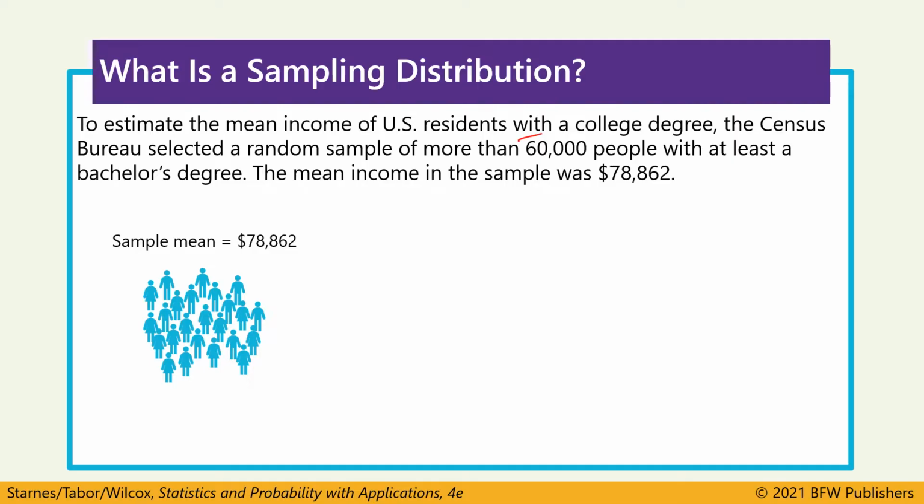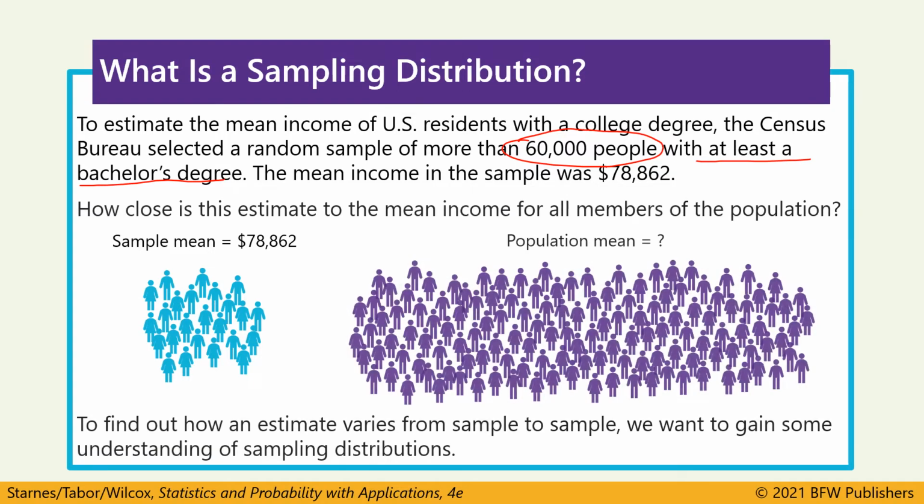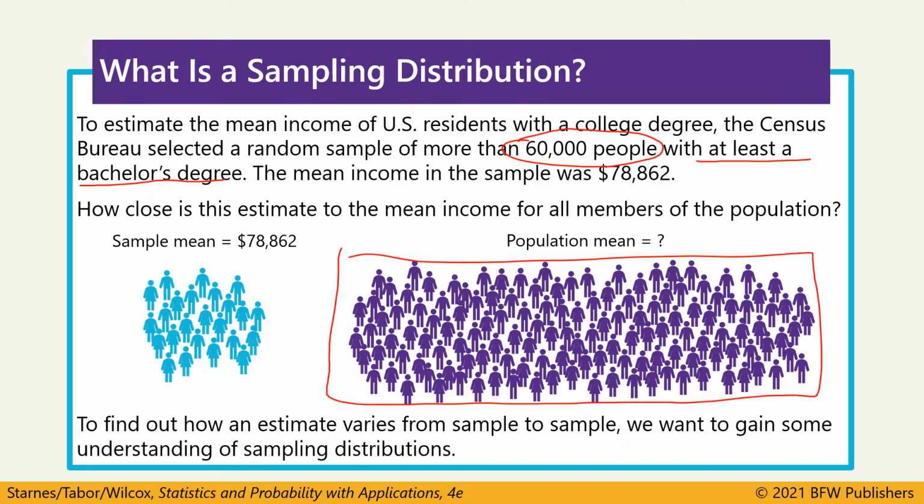These 60,000 people are representing the whole population of the United States with respect to those with at least a bachelor's degree. They are a point estimate for the entire population of all people. Ideally, we'd be able to go out and talk to every single person and find out this population parameter. What's the average income for all of these people? However, that'd be very hard to do because the population is just so large. So how close is this estimate of $78,862 to the actual mean of all people in the US with at least a bachelor's degree?